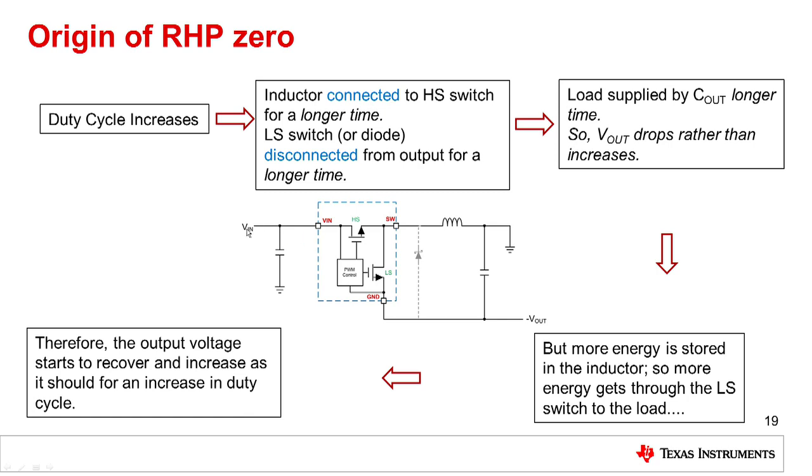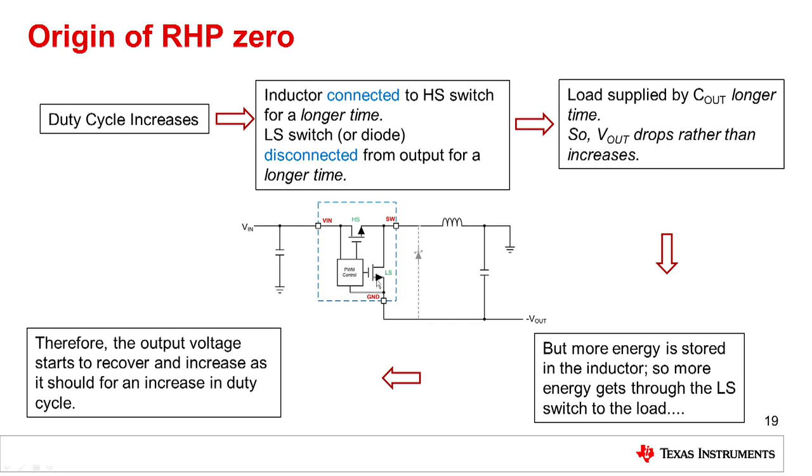So in this slide we have perhaps an easier way to demonstrate the origin of the right half plane zero. Let's suppose that the duty cycle increases very slightly in a transient fashion. Now ordinarily when the duty cycle increases for a buck regulator, the output voltage would tend to increase. But that doesn't happen for a buck boost. If the duty cycle increases slightly in a buck boost, the inductor is connected to the high side switch for a longer time than it was previously.